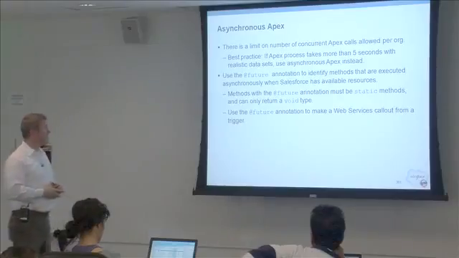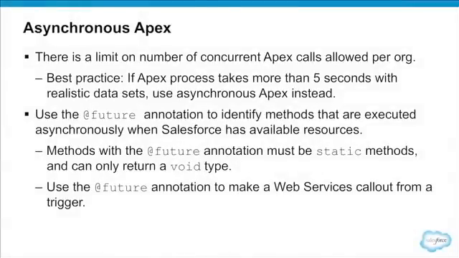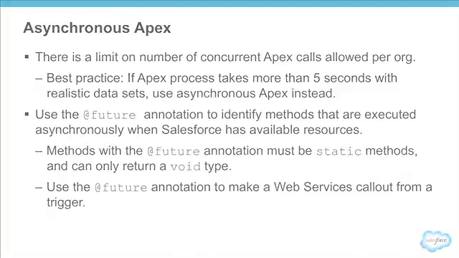Okay? So what you do is you mark a method with the future annotation, and this is now an asynchronous method that will execute sometime in the future. Methods marked with @future must be static, and their return type is void. The reason their return type is void is that when you call an asynchronous method, you continue processing synchronously in that original transaction. You're not waiting for the result to come back. You're queuing up a job to be executed sometime in the future.